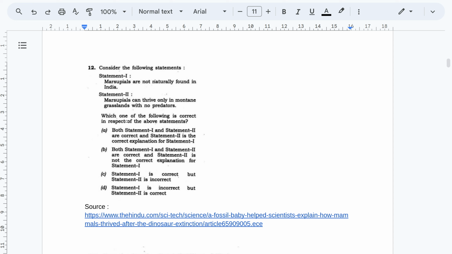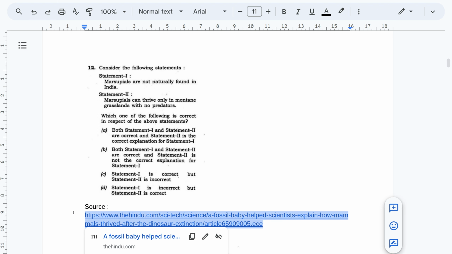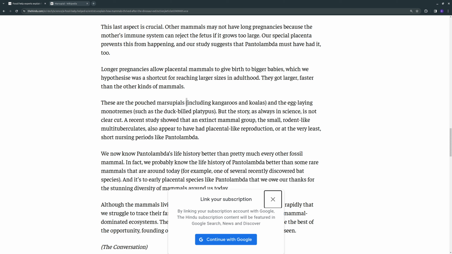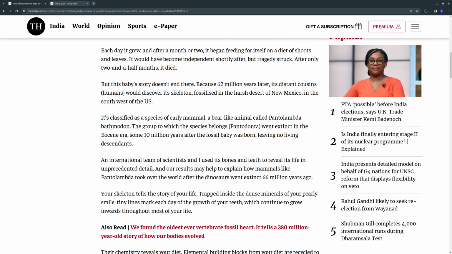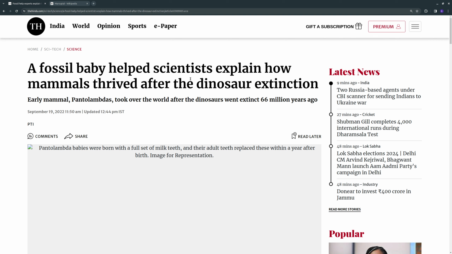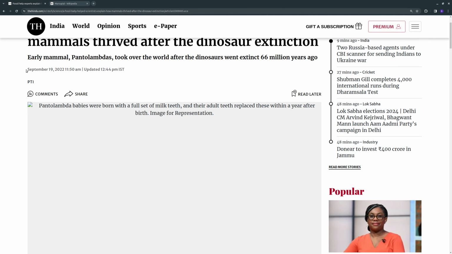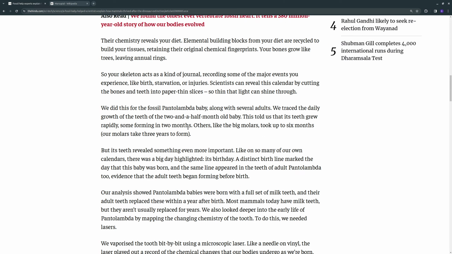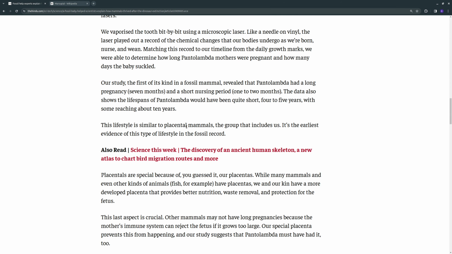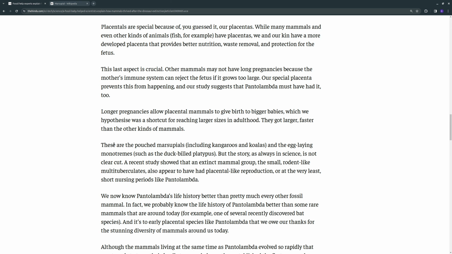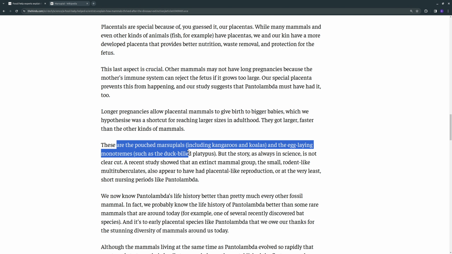Another place is obviously the newspaper. If you regularly read the newspaper, I'll just show you the link shown here. A fossil baby helps scientists explain how mammals thrived after the dinosaur extinction. It's a different news, but it appeared in September 2022, our preparation phase. They are discussing marsupials: pouched marsupials, including kangaroos and koalas, and egg-laying monotremes. So these two words appeared in the news.